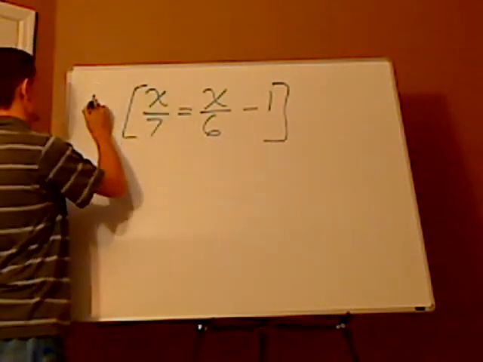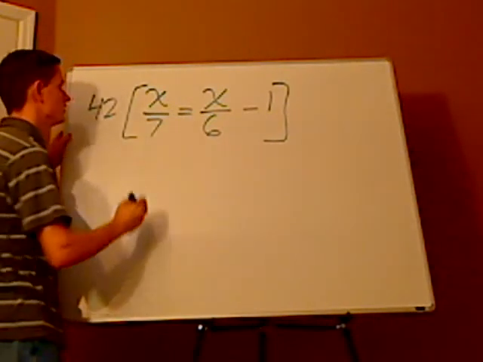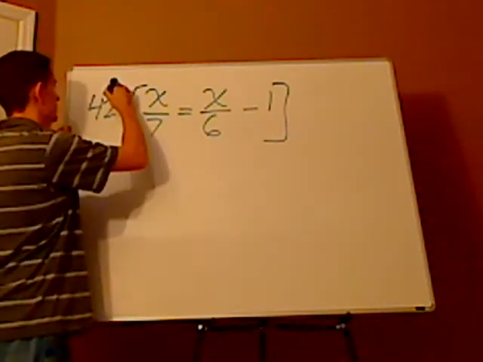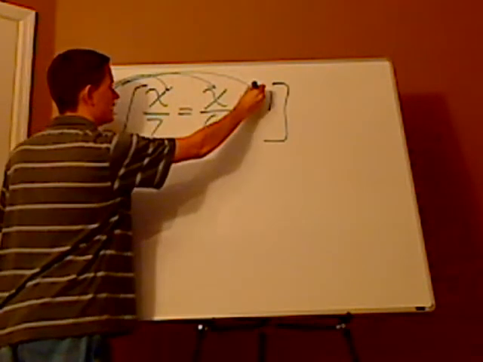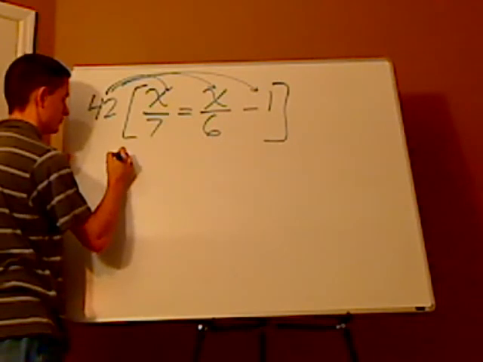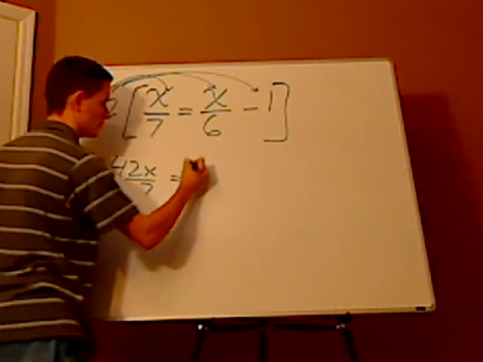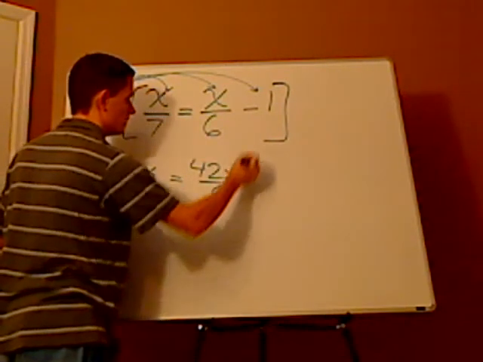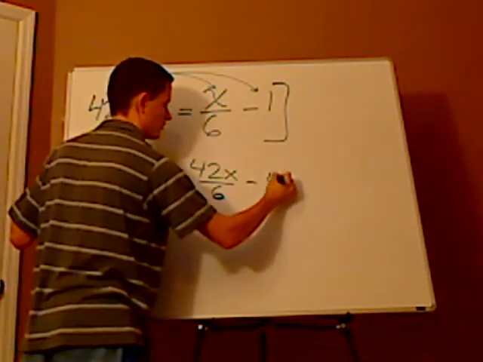So then what you want to do is take the 42 and multiply it by each term. You want to multiply by everything that's separated by an equal sign, minus sign, or a plus sign. So you're going to shoot it to this term, and this term. So when you do that, you're multiplying, so it's 42x over 7 equals 42x over 6, and then 1 times x, yeah, it's 42.